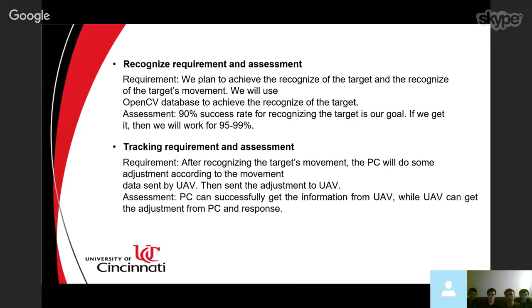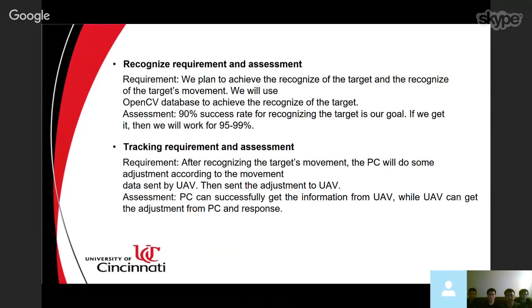As for the assessment, 90% success rate is our goal. If we reach that goal, we will keep working toward 95 to 99%. The fourth one is checking requirement. After recognizing the target movement, the PC will do some adjustment according to the movement data sent by the UAV, and then the PC will send the adjustment to the UAV.